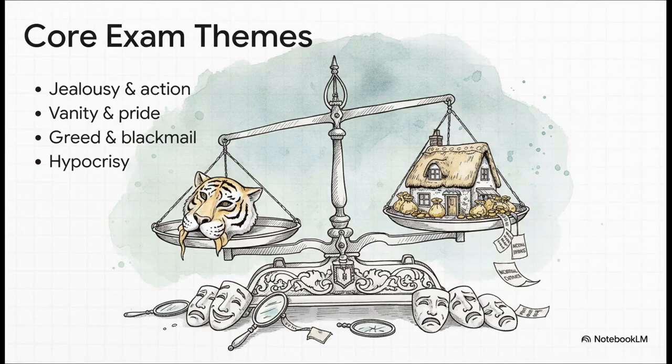Now students, please do note down these 4 core themes. First, the story clearly shows that jealousy leads to foolish and very expensive actions. Second, it exposes the utter emptiness of fake pride and vanity. Third, we see how greed corrupts people and relationships, culminating in outright blackmail. And fourth, ultimately, it is a masterful satire that exposes society's hypocrisy.